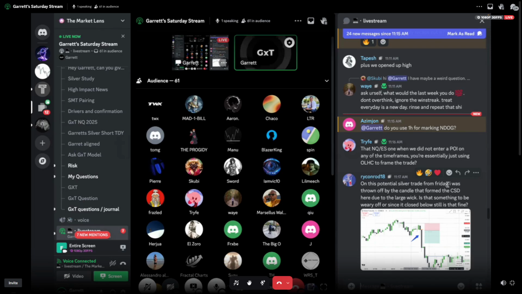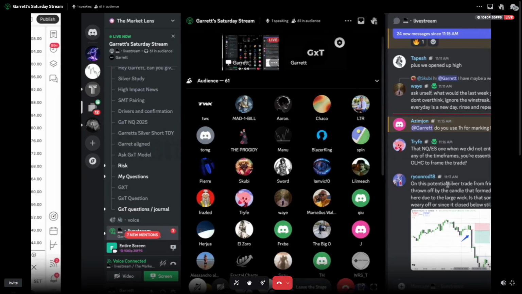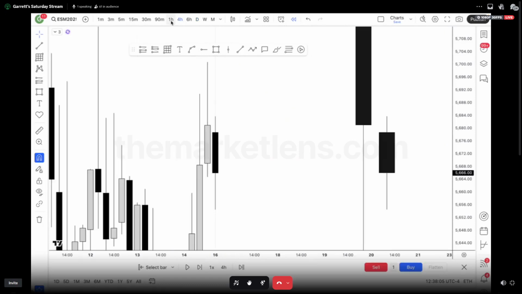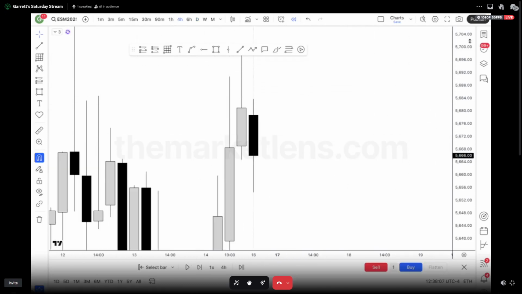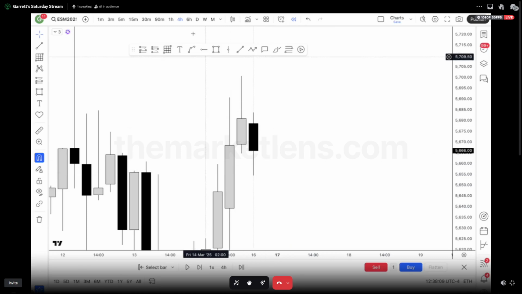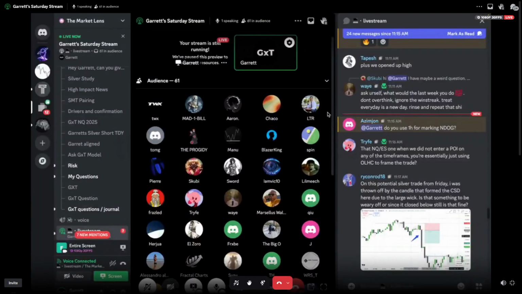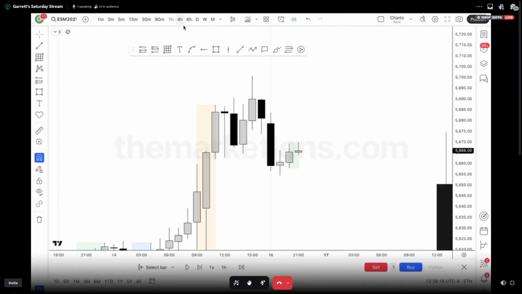That NQ and ES one, when we did not enter a POI on any of the time frames, you're essentially just using open, low, close. Where exactly? I don't know if you're talking about the low of day or the fractal model. I'm not really sure, but we do either or on both.